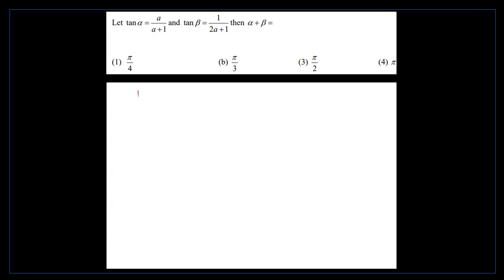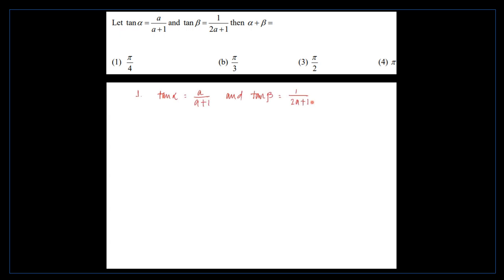it says tan alpha equals a by a plus 1 and tan beta equals 1 by 2a plus 1. We have to find tan of alpha plus beta. So the first question says that tan alpha equals a by a plus 1 and tan beta equals 1 by 2a plus 1, and we have to find alpha plus beta.